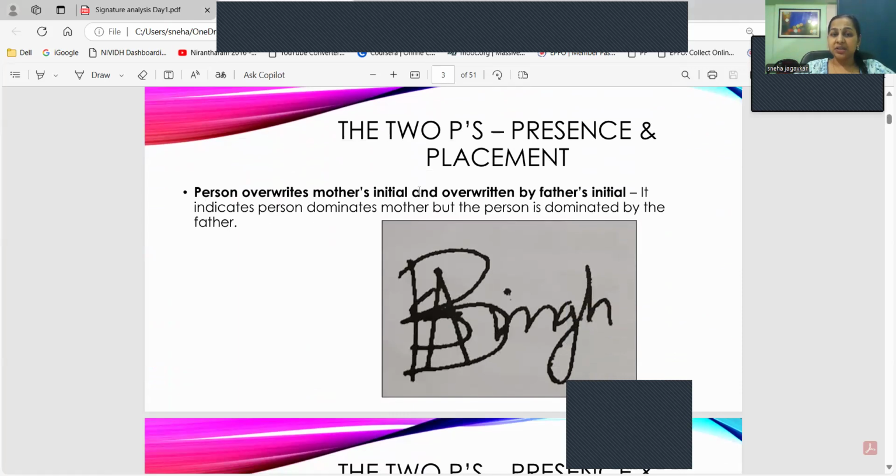Person overwrites mother's initial and is overwritten by father's initial. This indicates that the person dominates mother, but the person is again dominated by the father. So basically, the mother becomes the chutney of the sandwich. From here, the children are dominating. From here, the father is dominating, and in between, her thoughts, her actions, her desires, everything have been suppressed, which again is not a good idea.